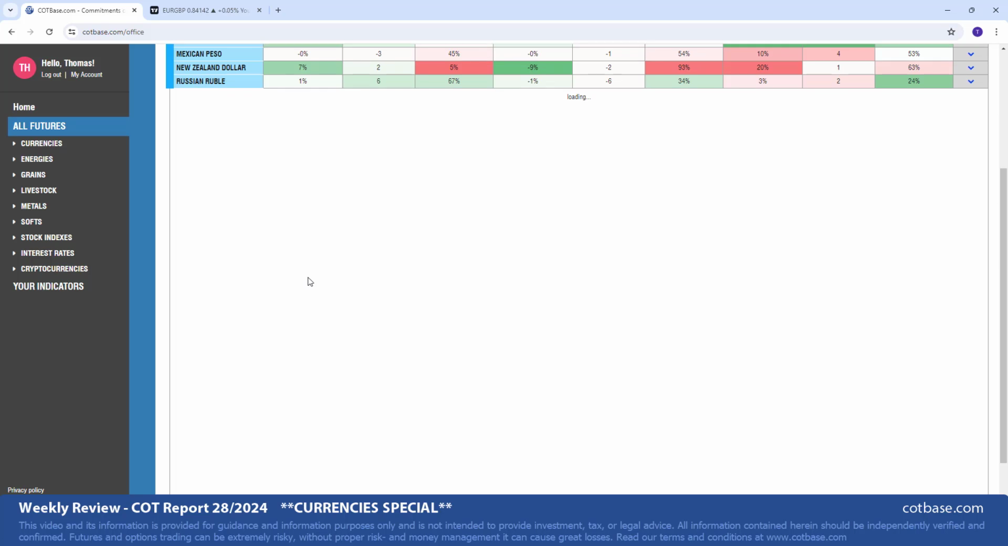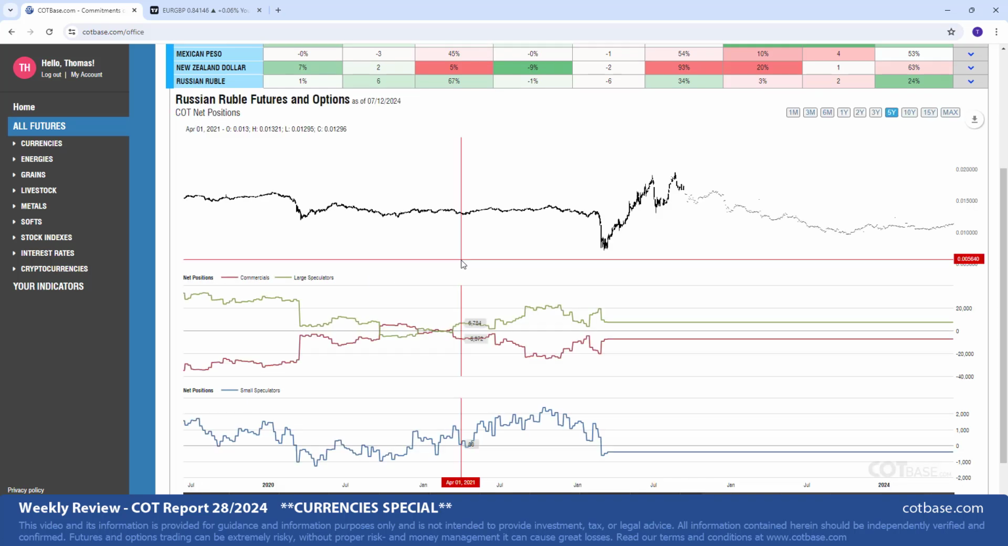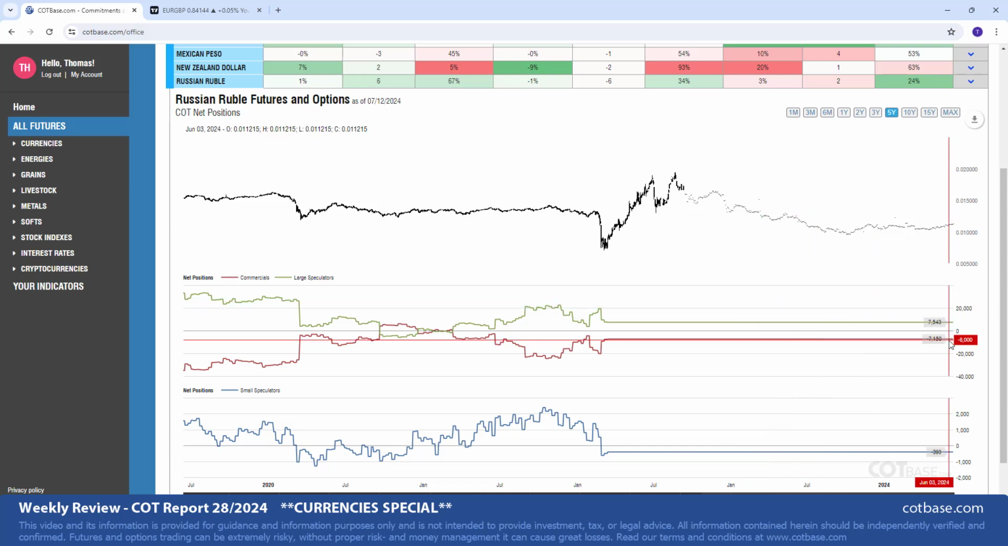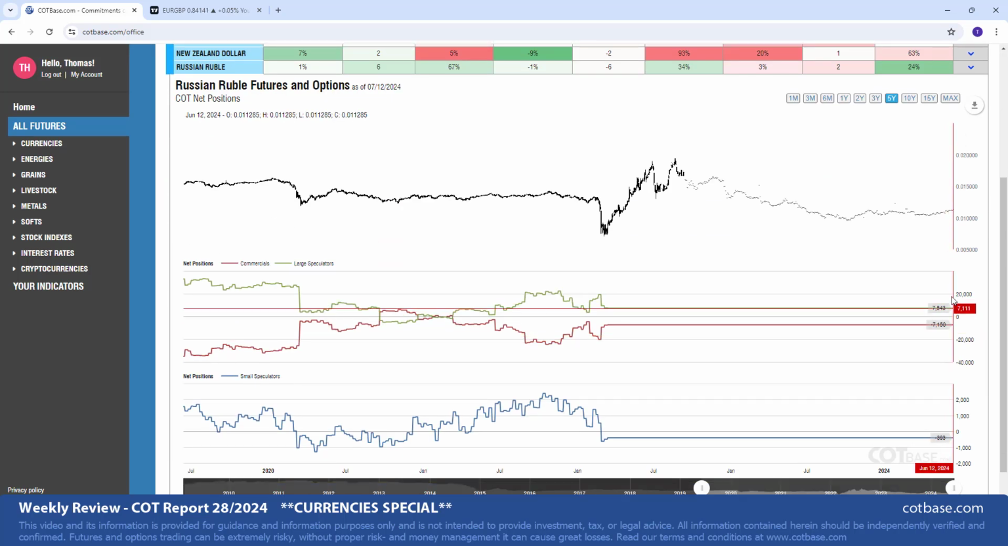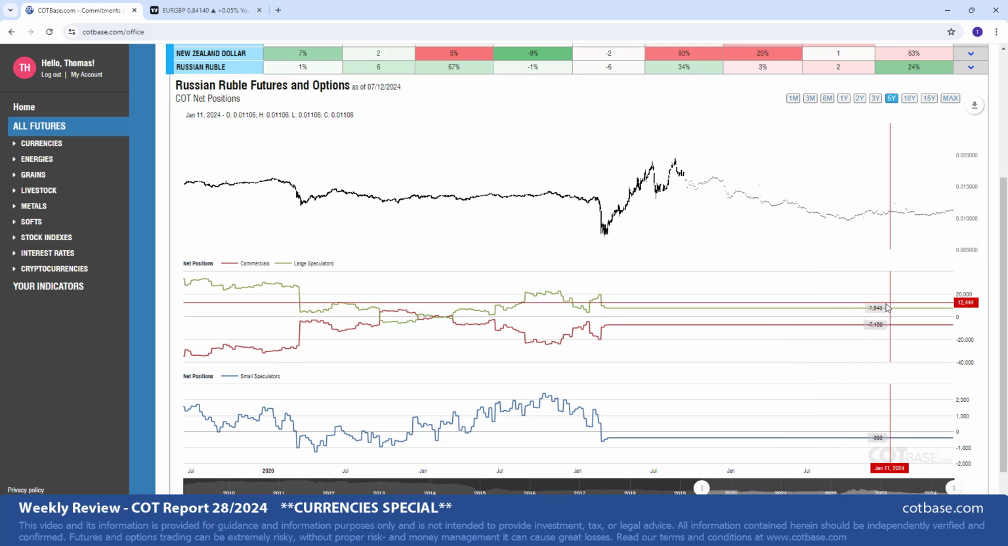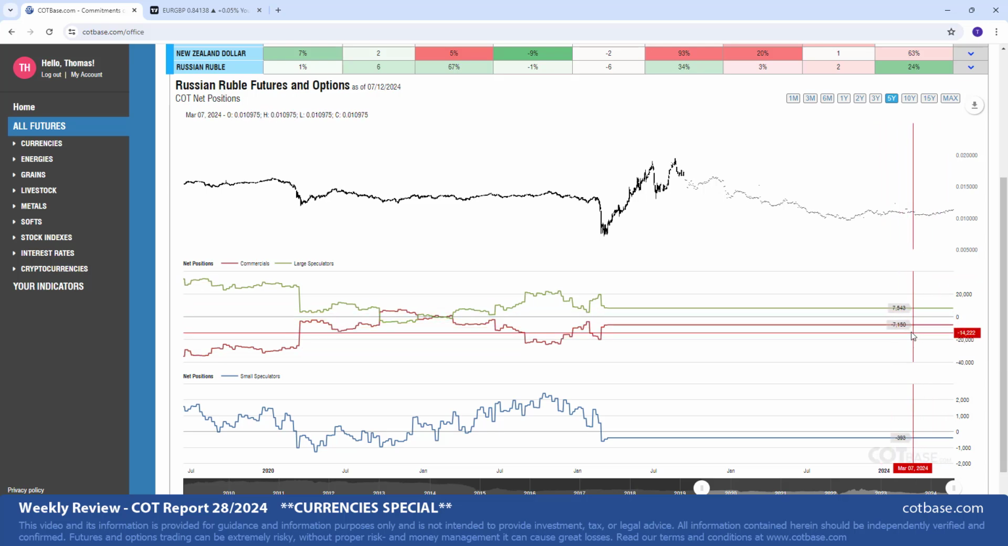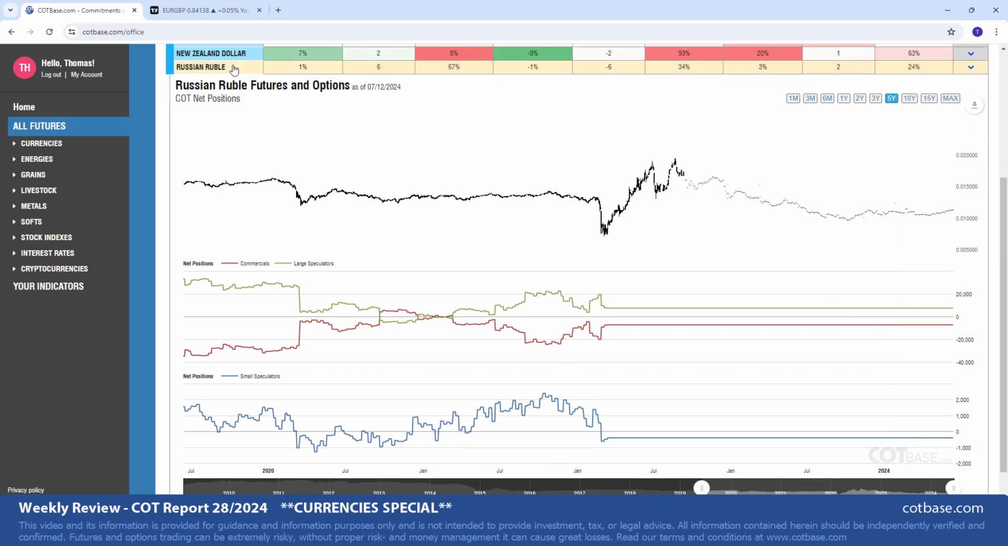The Russian ruble is our next market, 67% COT index, and you can see that there are no new values in the Russian ruble, meaning we do not have COT data. We cannot analyze the Russian ruble from a COT data perspective. You might want to change over to the iCOT intraday indicator for the Russian ruble.